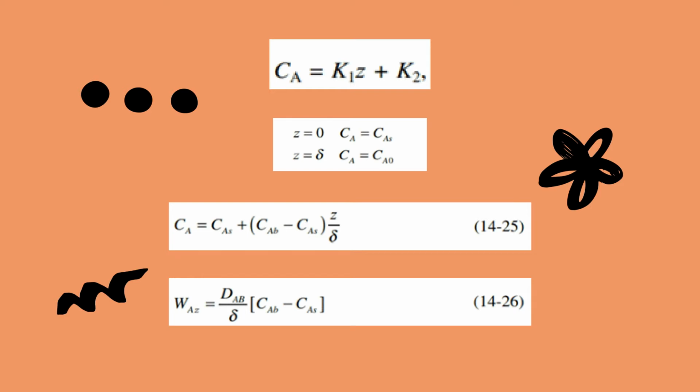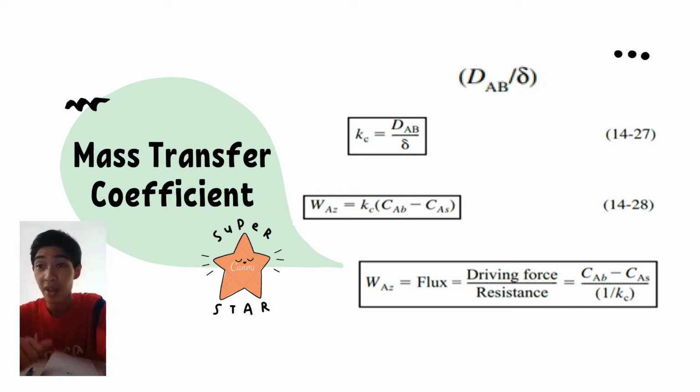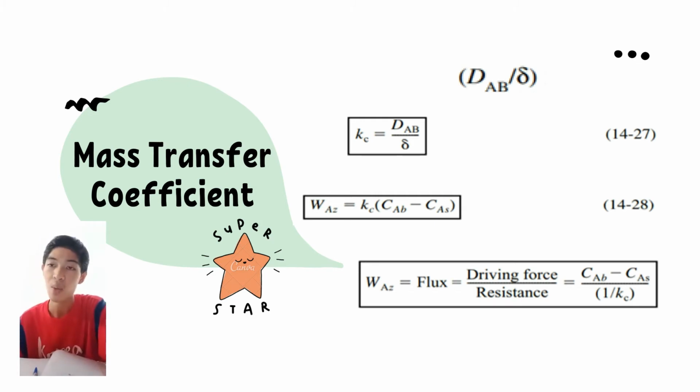And further simplifying it, if we want to solve for the flux W_Az, we can use the formula W_Az is equal to D_AB over small delta times the quantity of C_Ab minus C_As. While the boundary layer thickness will vary around the sphere, we will take k_c equals diffusivity divided by delta. Combining this equation with Equation 26, we obtain the average molar flux from the bulk fluid to the surface. In the stagnant film model, we consider all the resistance to mass transfer to be lumped in the thickness delta, and then the reciprocal of the mass transfer coefficient can be thought of as the resistance.